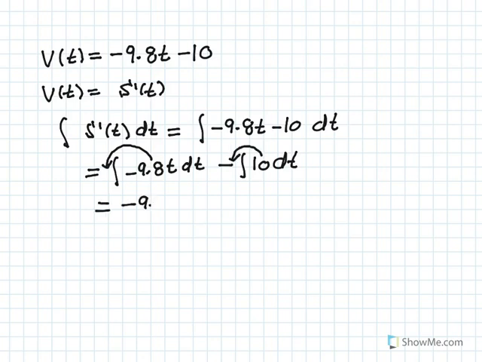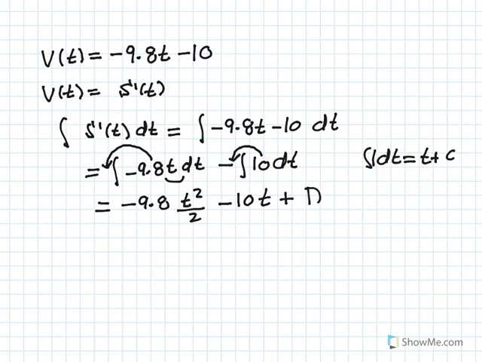We get negative 9.8, reversing the power rule, t squared divided by 2. Minus 10, the integral of 1 dt is t plus c. That's minus 10t plus a constant, let's choose d. So that is our position function, s of t.